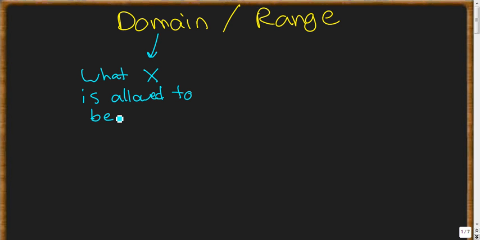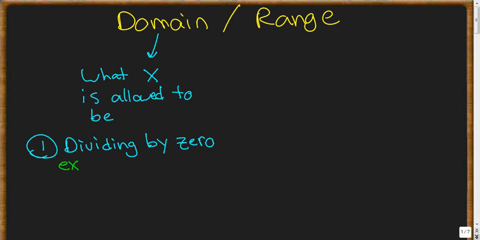Now, there are several things that affect domain, but the two most common things that you will see affect domain are going to be, one, dividing by 0. You're not allowed to do this, okay? So for an example, if you had a function that's like 1 over x, at this point, x could not be 0. So that's limiting your domain because you're not allowed to divide by 0.